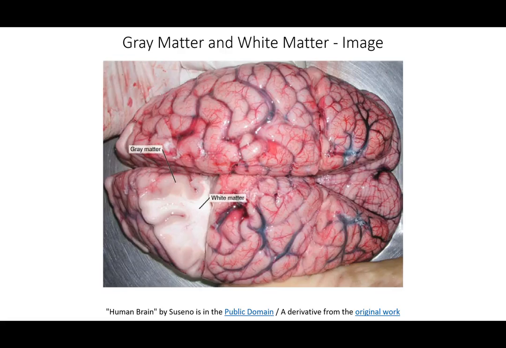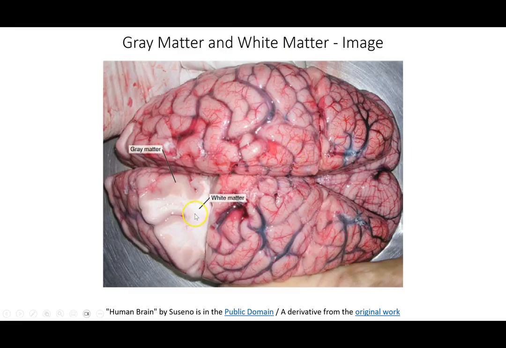So here is a cross section of a brain. This kind of clear covering that you can sort of see, that's actually the arachnoid mater that we talked about in lab last week. And so you can see all these different sulci and gyri.